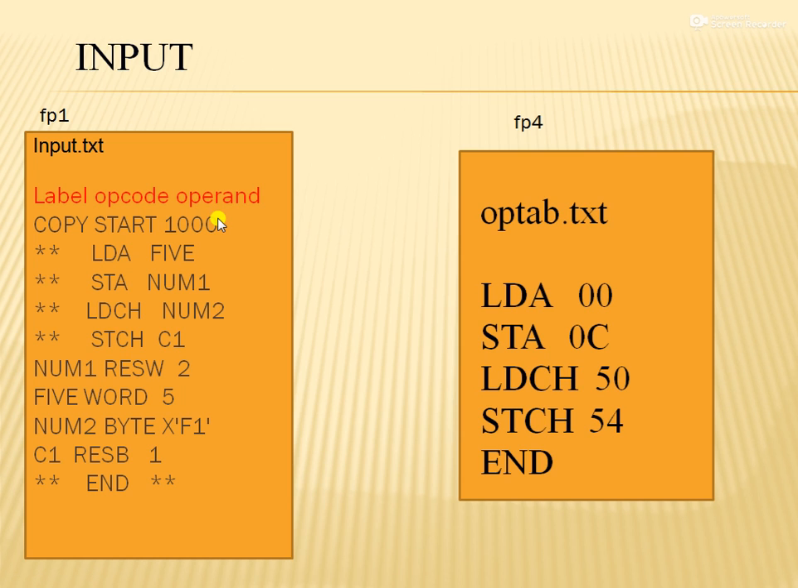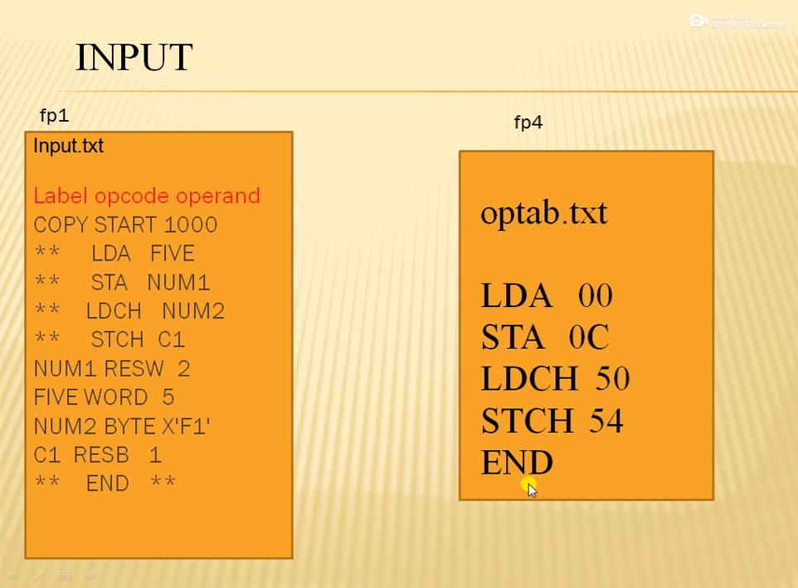Okay. Now before going to the next explanation, you can see this optab is also an input given. We have certain mnemonics, and the mnemonic code for each particular mnemonic. So LDA you can see 00, STA 0C, LDCH 50, STCH 54. For the sake of the program, you have to give this END also along with these opcodes as the last line of this optab. So the END should also be given.